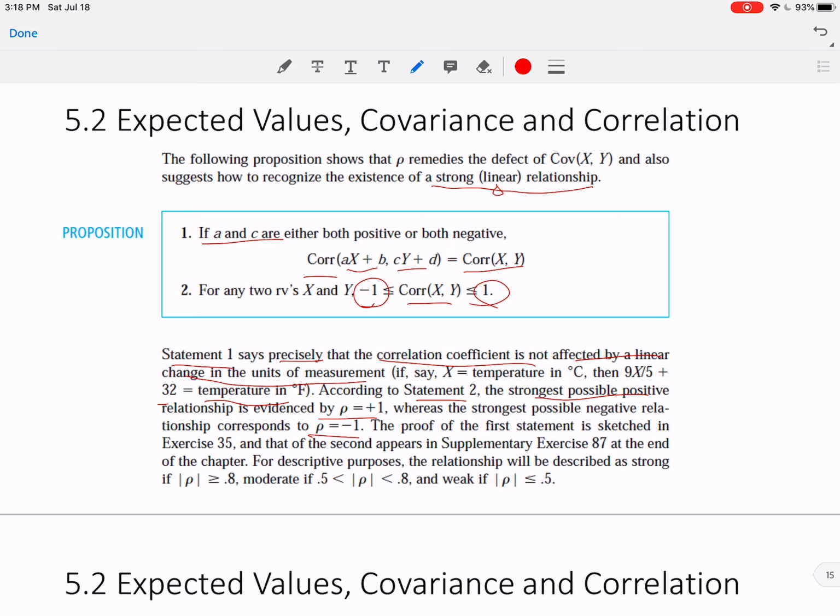I won't go over the proof here in the lecture videos, but if you are interested in it, you can take a look at exercise 35 in the textbook. What I would like to emphasize is this, for descriptive purposes: the relationship is described as strong if the absolute value of rho is at least 0.8, moderate if the absolute value of rho is between 0.5 and 0.8, and weak if the absolute value of rho is less than or equal to 0.5. That's how we describe the strength of the linear relationship between those two random variables.